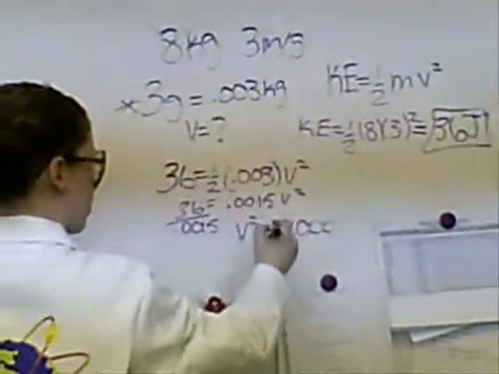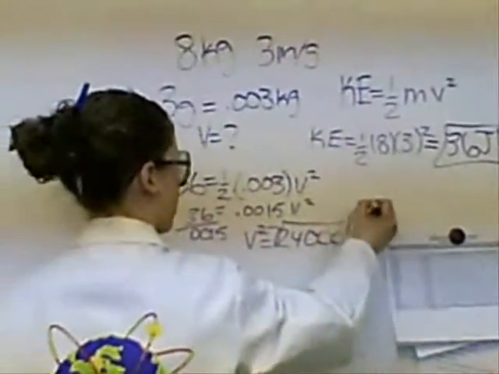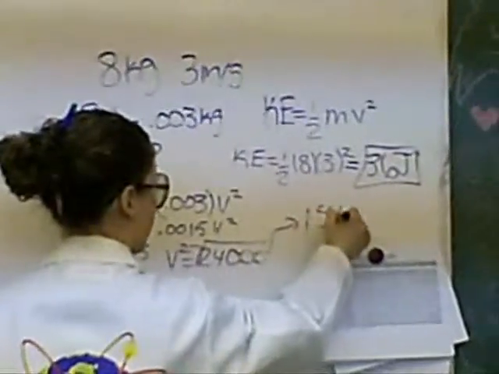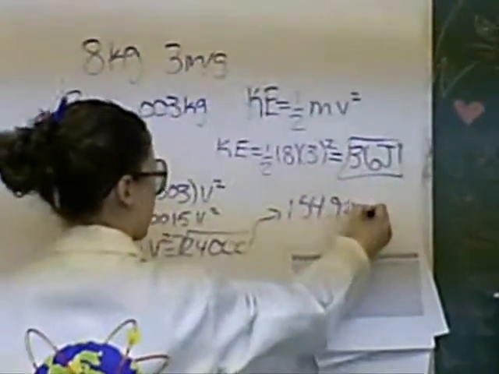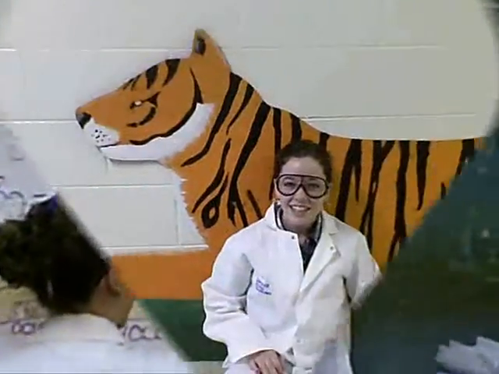We take the square root, and we end up with 154.92 meters per second. And that is the velocity of the ping pong ball.